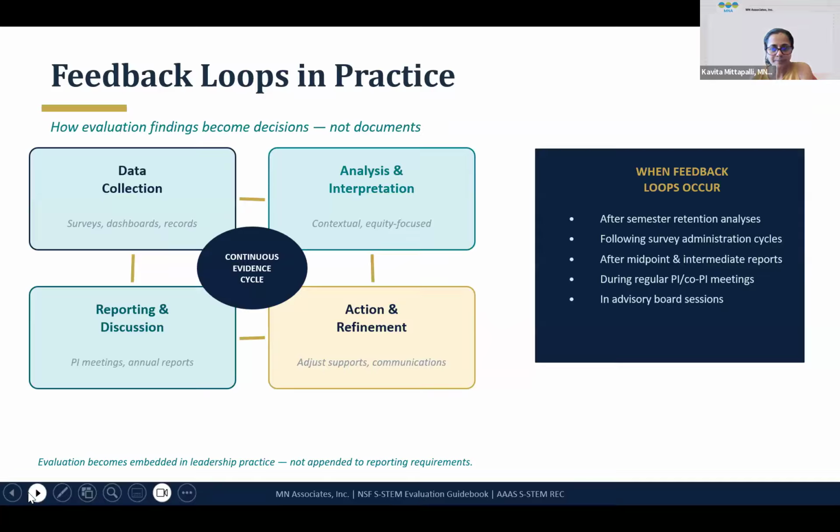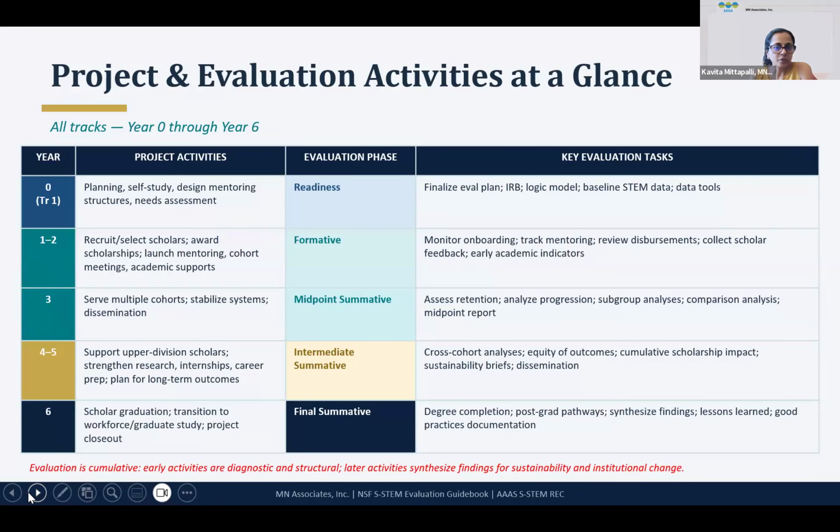Next slide, please. All right, so you're almost towards the end. So this is the project and evaluation activities at a glance. Again, this is all from the guidebook, so you can actually lift it. So this summary table actually is from chapter 4 of the guidebook.